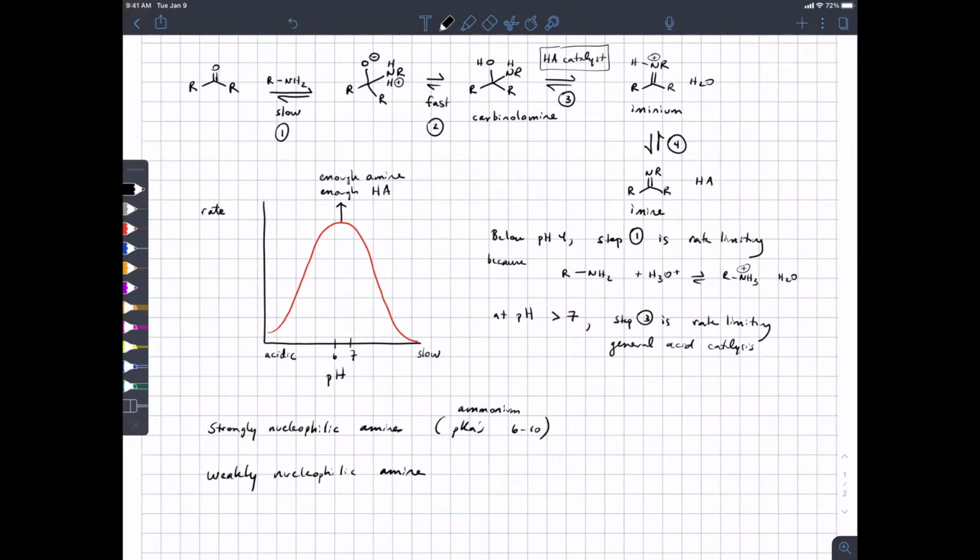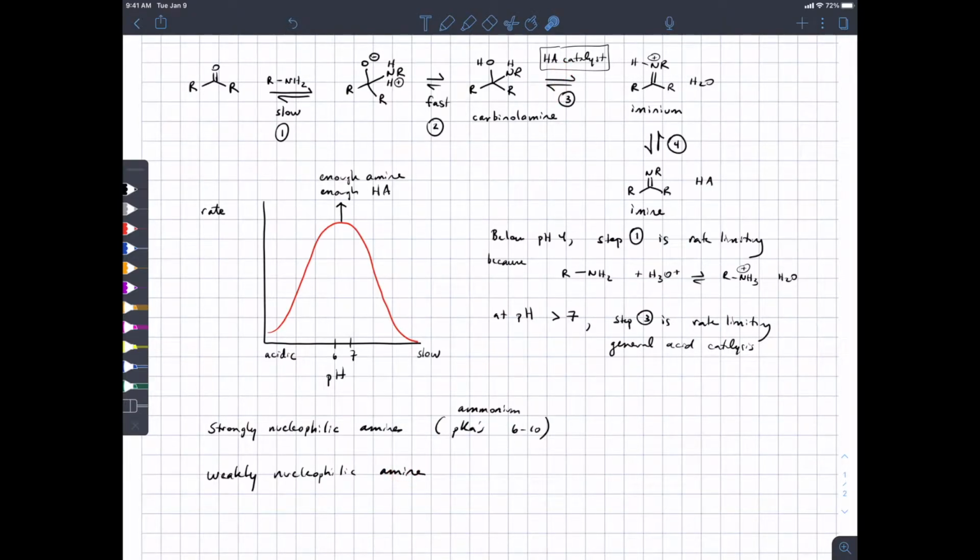acid catalysis. Making sure I'm telling you the right stuff. It's probably step 3 that's rate determining. And if that's true, then we would say that step 3 is rate determining and the reaction's general acid catalyzed.